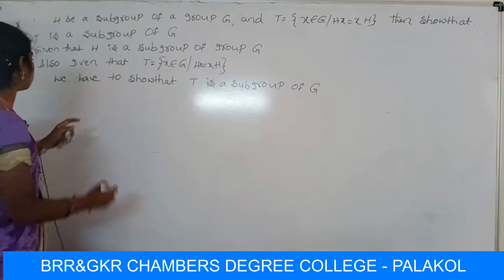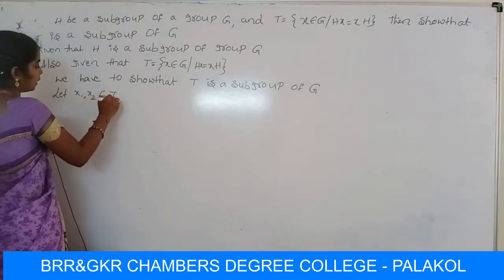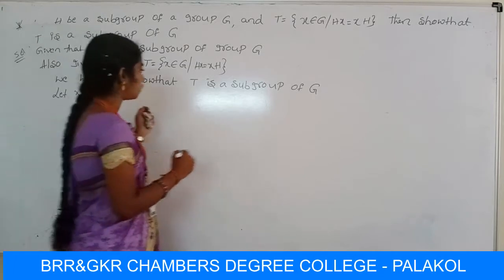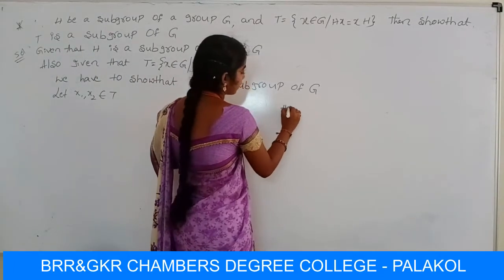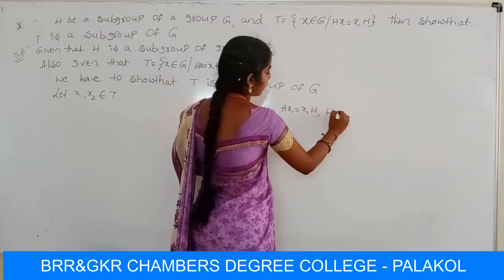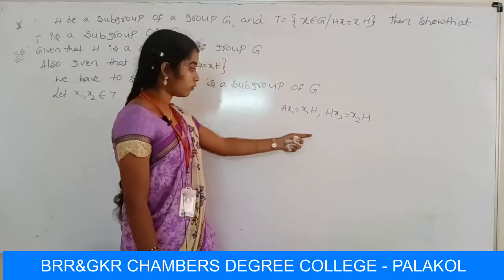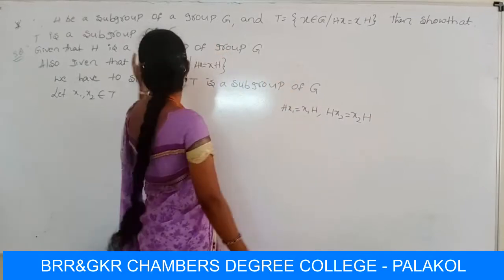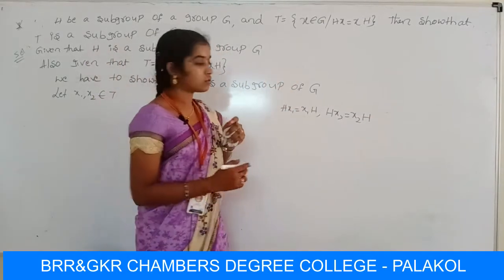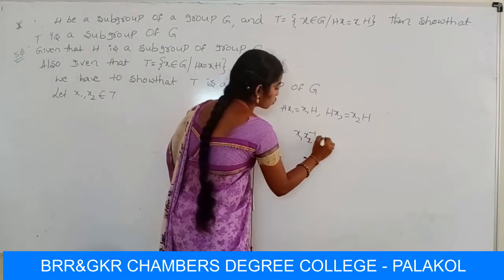So first of all, consider x1, x2 belongs to T. Also we have written hx1 is equal to x1h and hx2 is equal to x2h. So we have to prove T is a subgroup of Z. So we have to prove that x1 x2 inverse belongs to T.